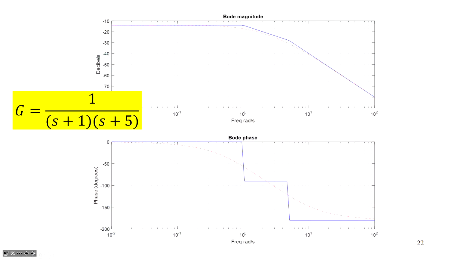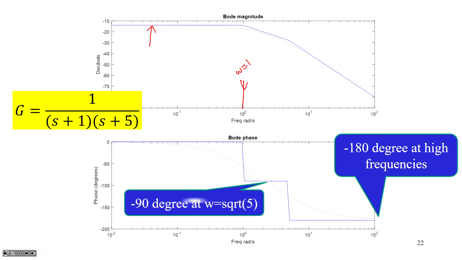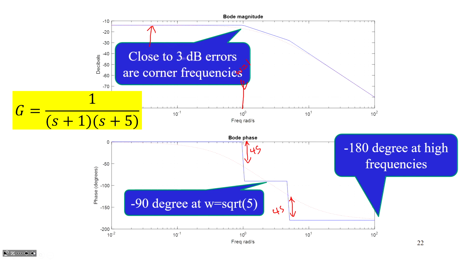So here's the graph. And you can see at low frequencies, we have a constant, all the way up to here, where omega equals 1. So we're doing the phase first. We get minus 180 degrees at high frequencies, minus 90 degrees at the geometric mean of the two, and you'll see, roughly speaking, there are 45 degree corrections. It's not exact, because this is an approximation.